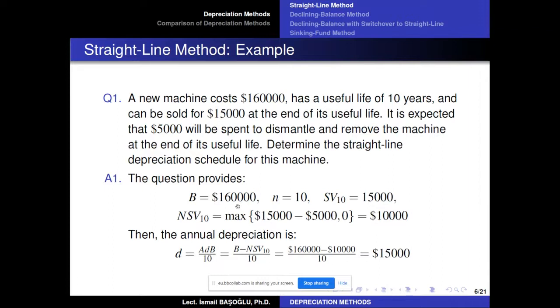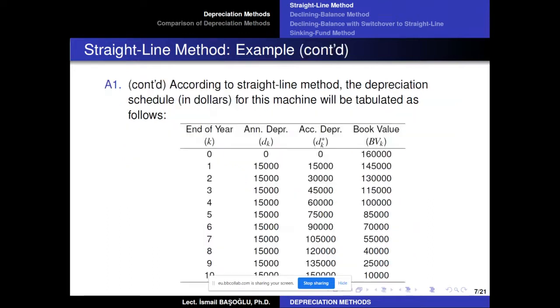The cost basis is $160,000. When you subtract the net salvage value from the cost basis, you will get the adjusted cost basis. And since the useful life is 10 years, you need to divide the adjusted cost basis by 10 to calculate each year's annual depreciation amount, which will be $15,000 for this question according to the straight line method. So this method is very easy.